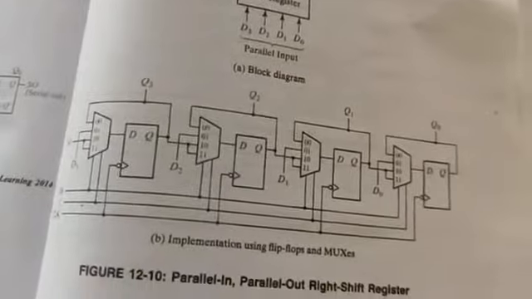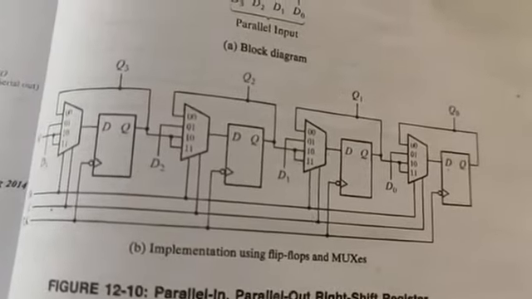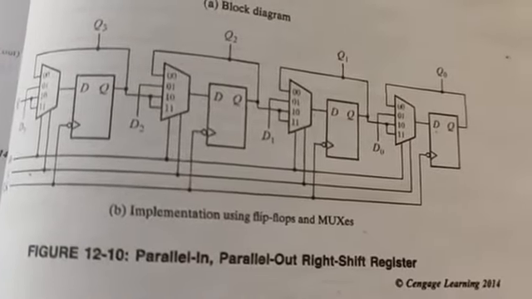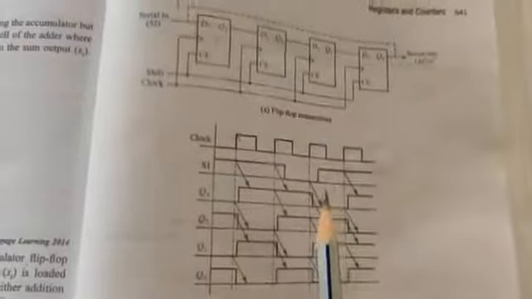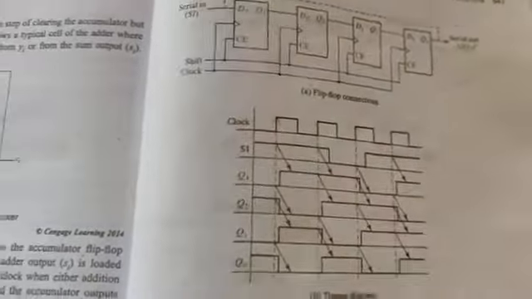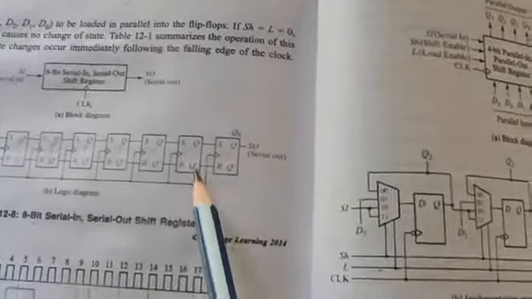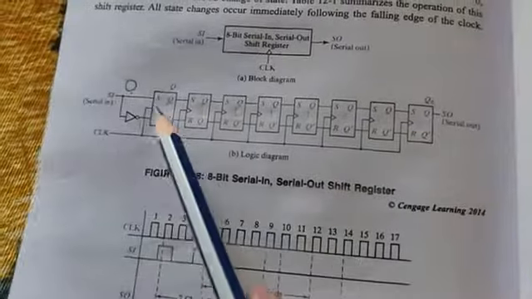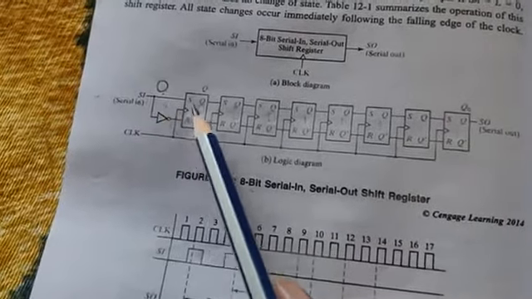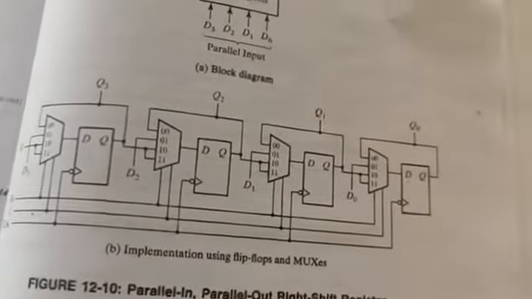So next we are going to deal with parallel in parallel out shift register. Previously we discussed serial in serial out shift register with respect to D flip flop. This is a 4-bit shift register, and we had discussed the 8-bit shift register of serial in serial out with SR flip flops, right? So right now we are discussing parallel in parallel out.